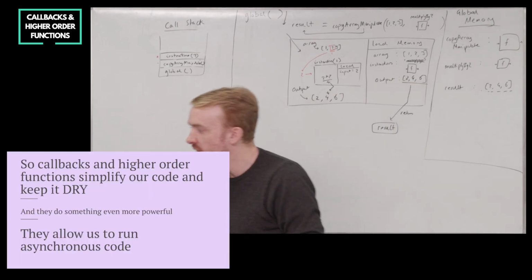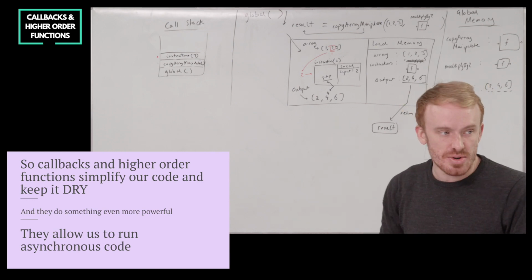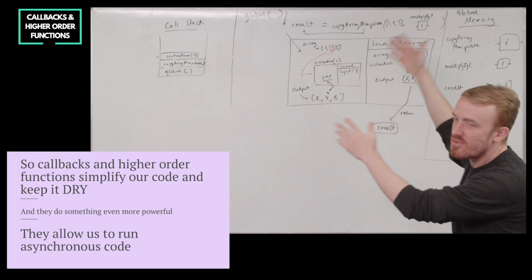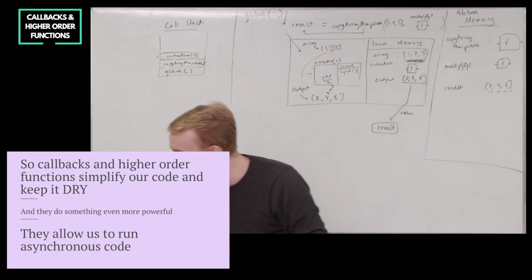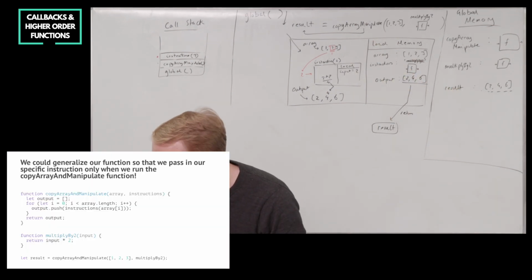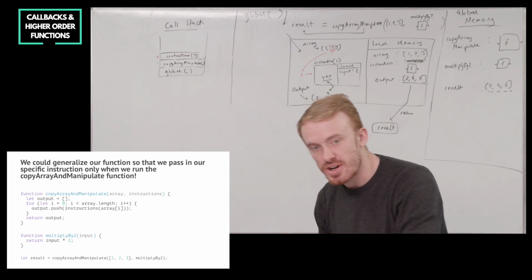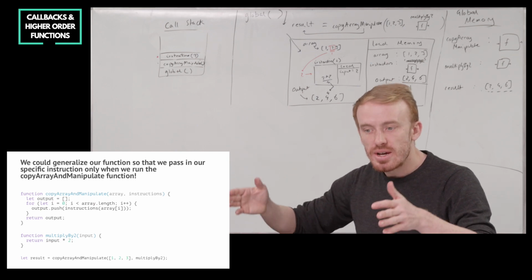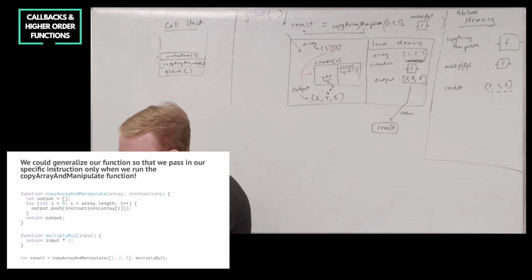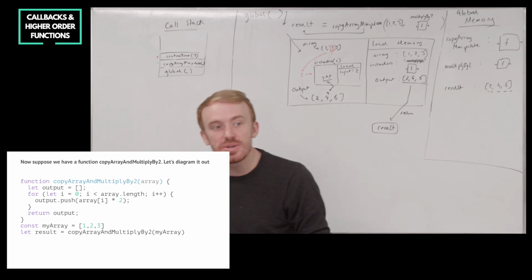So, callbacks and higher order functions simplify our code, they keep it dry. We no longer had to create copy array and add 3, copy array and multiply by 2, copy array and divide by 2. We built one general copy array and manipulate, and it had a placeholder for the specific thing we were going to do to the individual elements. And we can pass in, therefore, multiply by 2 as a function, or add 3 as a function, or divide by 2 as a function. We can pass those in, allowing us to have one general function, because all the code was the same. If you look back to copy array and multiply by 2, copy array and divide by 2, copy array and add 3, all the function code was the same.